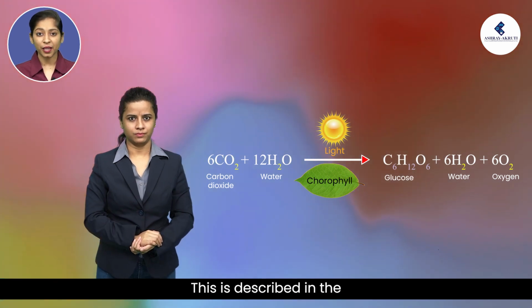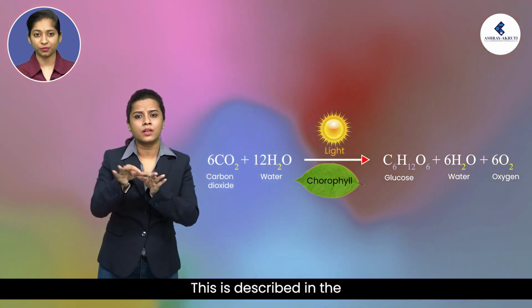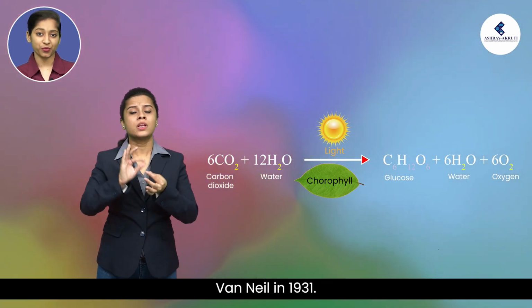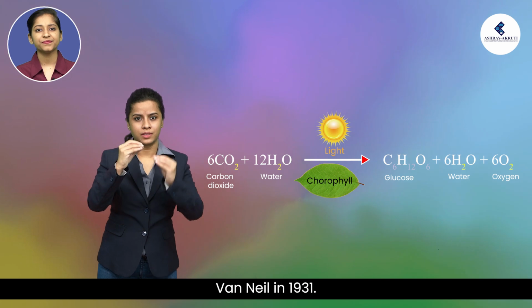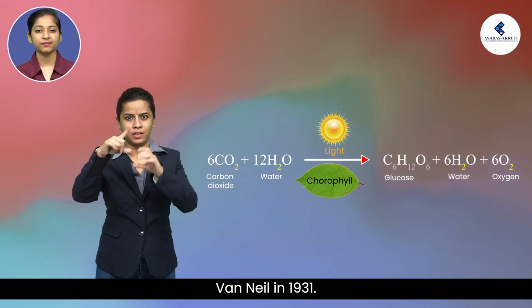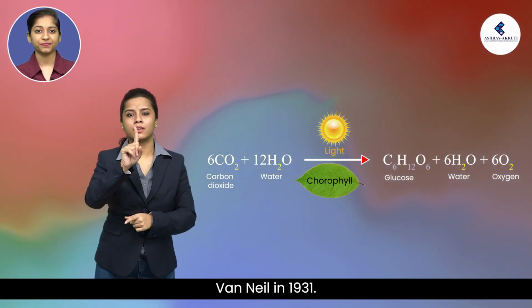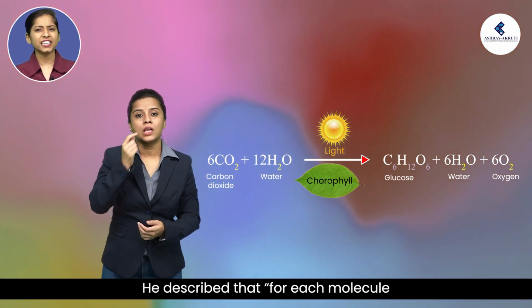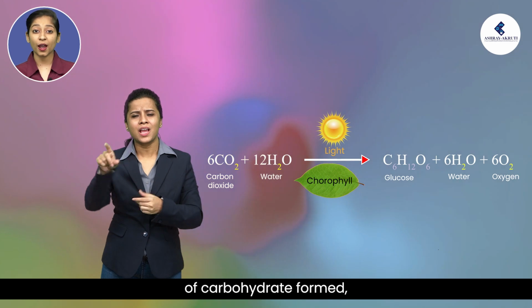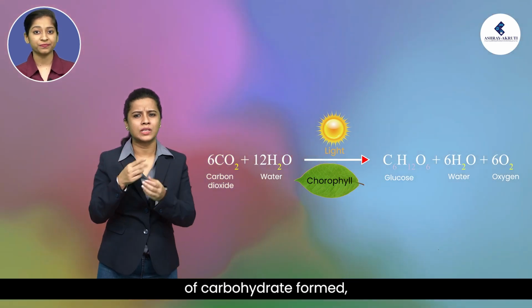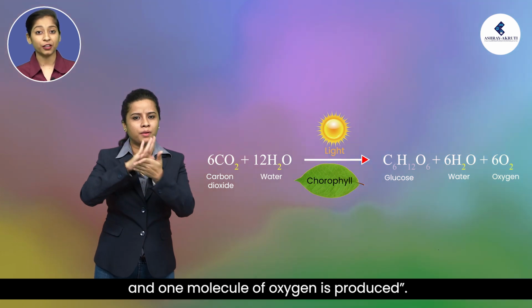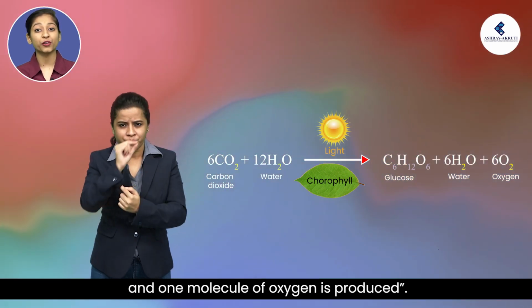This is described in the form of an equation by C.B. Van Niel in 1931. He described that for each molecule of carbohydrate formed, one molecule of water and one molecule of oxygen is produced.